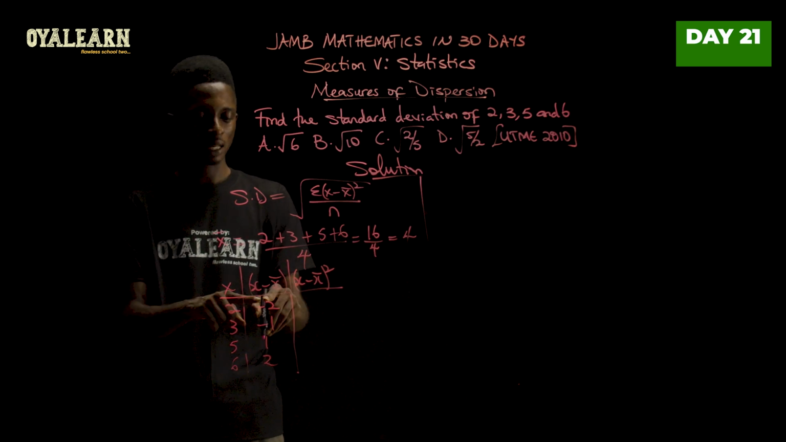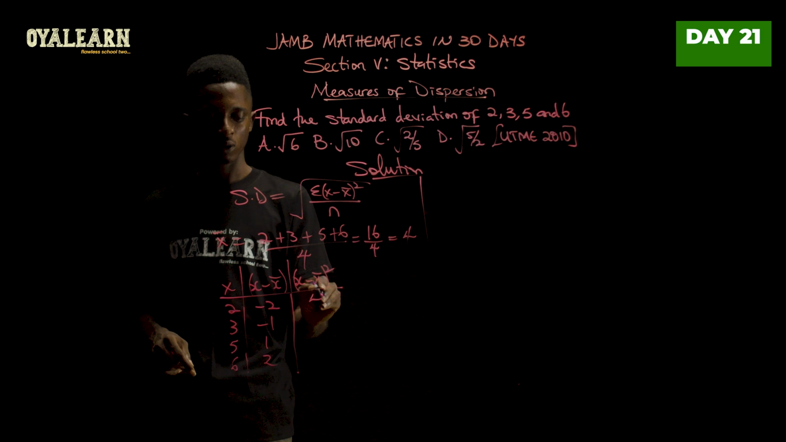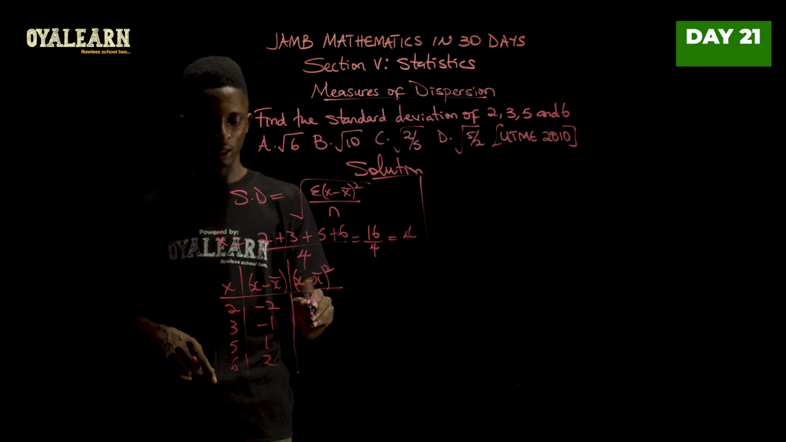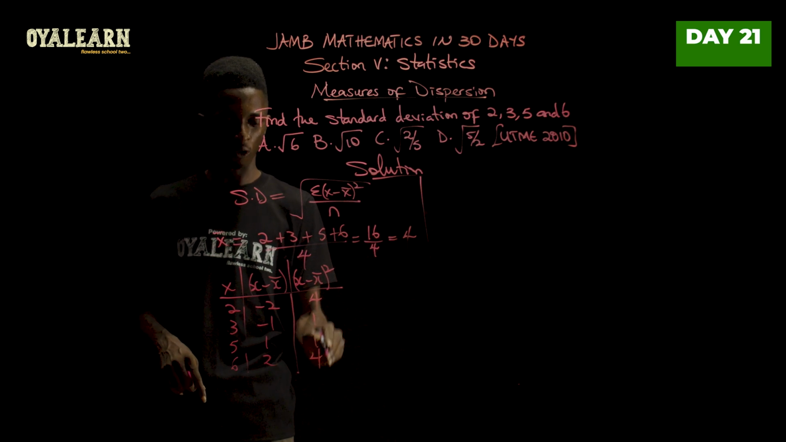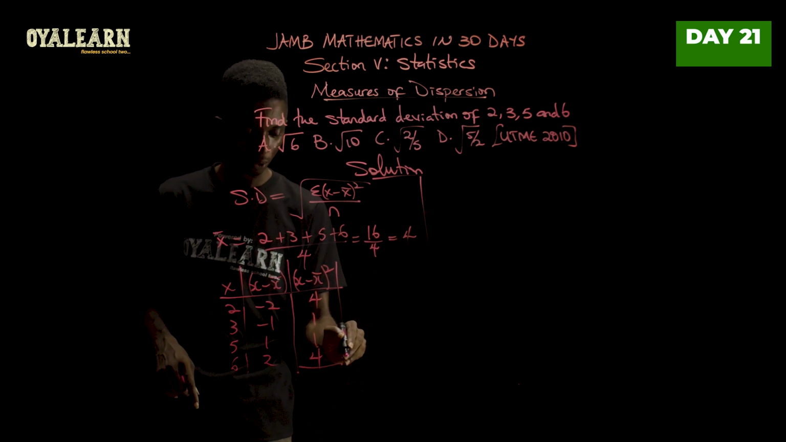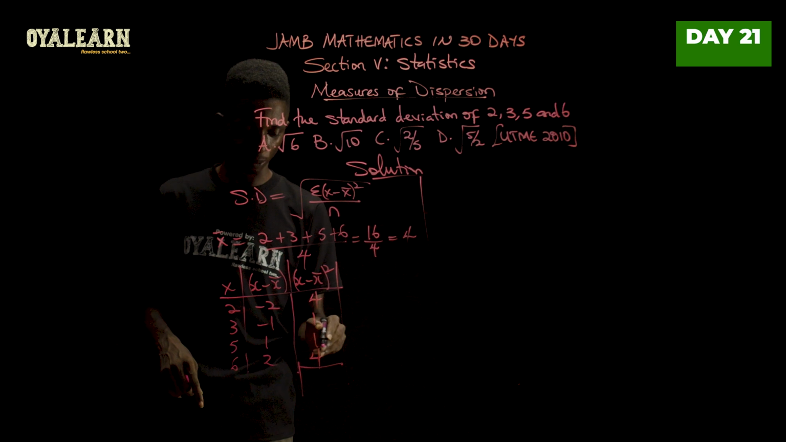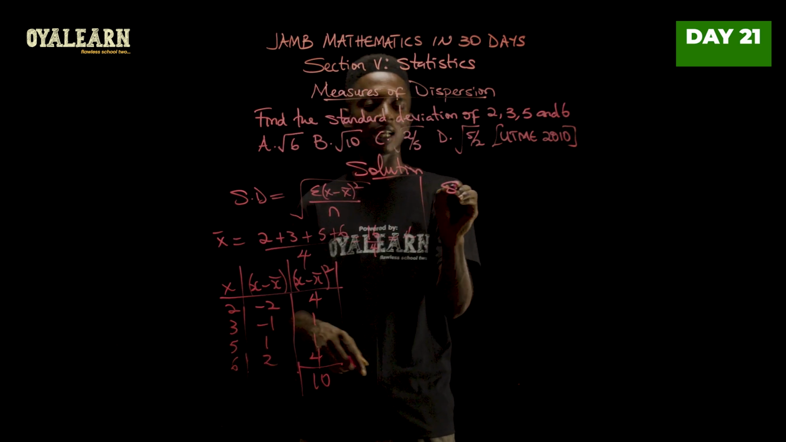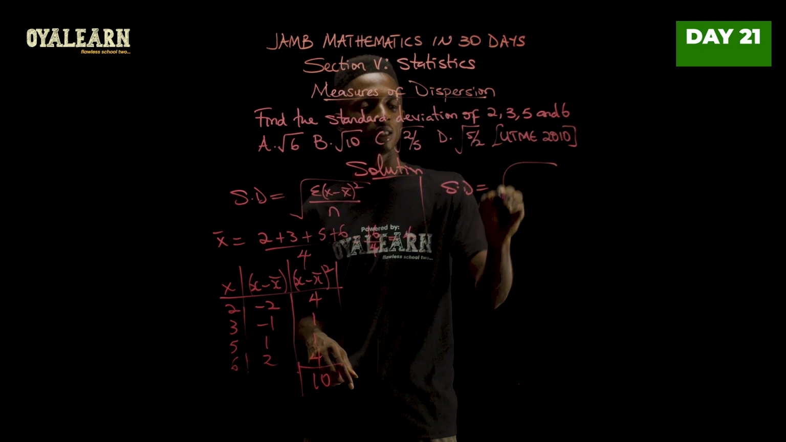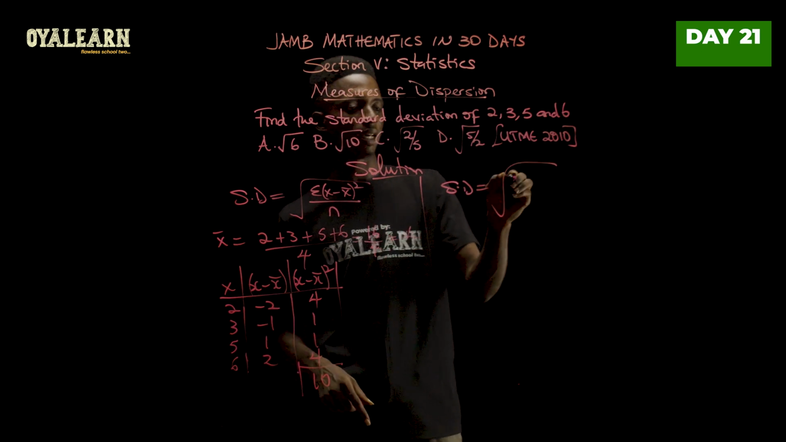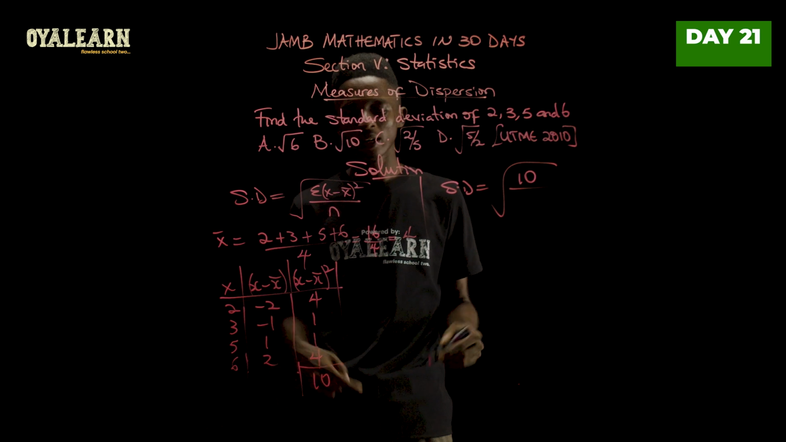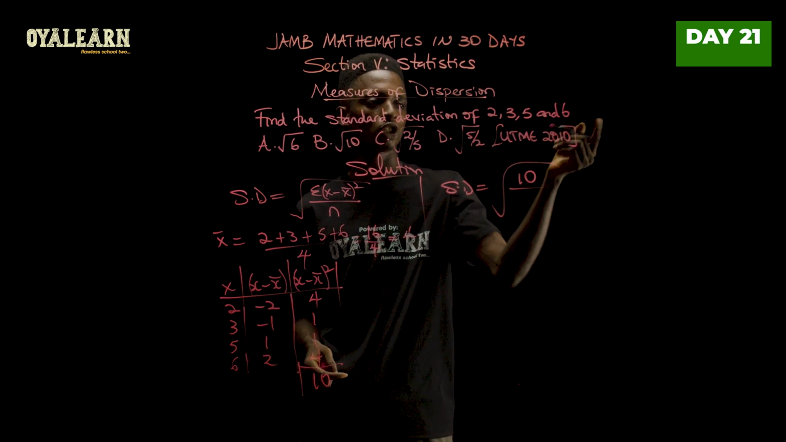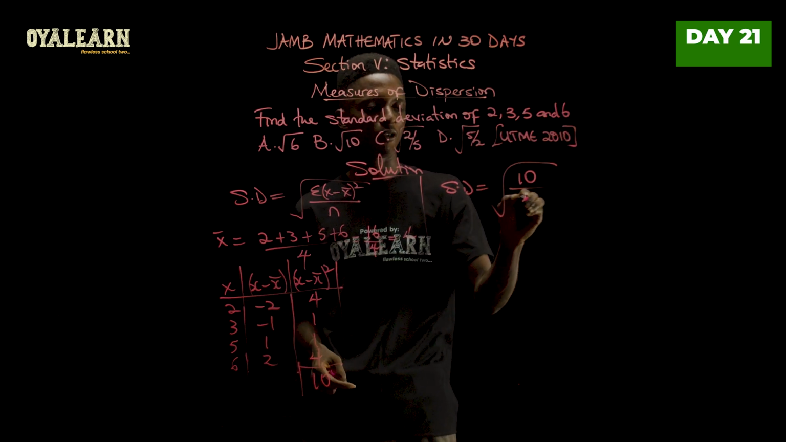So square this. Minus 2 times minus 2, that's 4. Minus 1 times minus 1, 1. 1 times 1, 1. 2 times 2, 4. So let's sum this up. 4 plus 1 plus 1 plus 4, and we have 10. So now let's find standard deviation, which will be the square root of this sum here, 10, over the number of entries we have in this data set, which is 4.